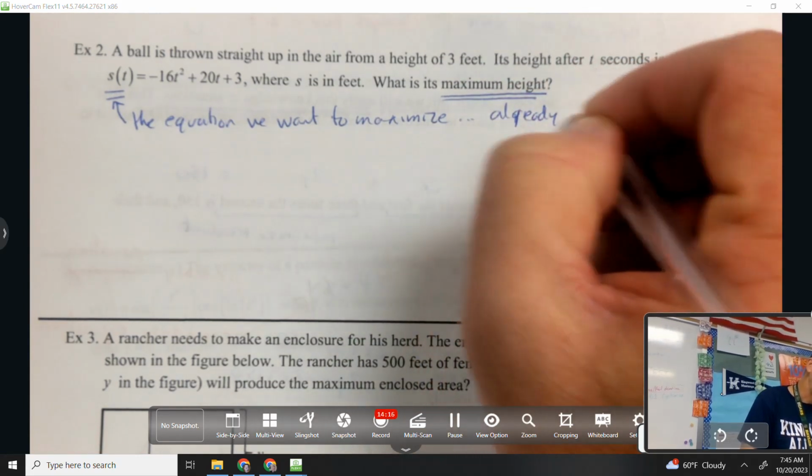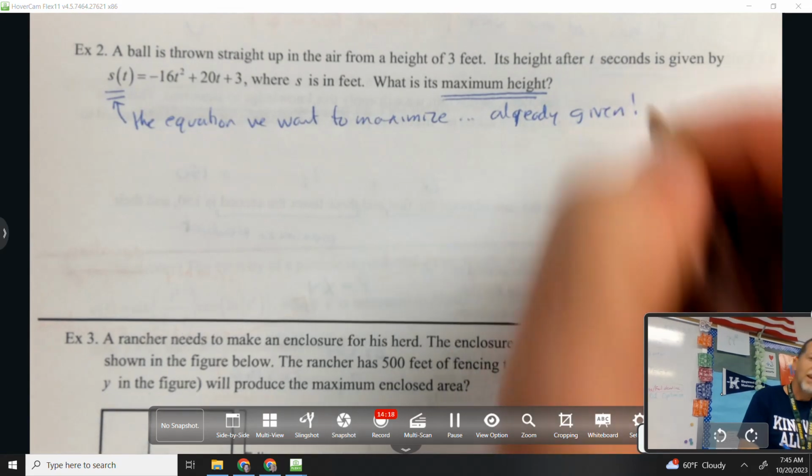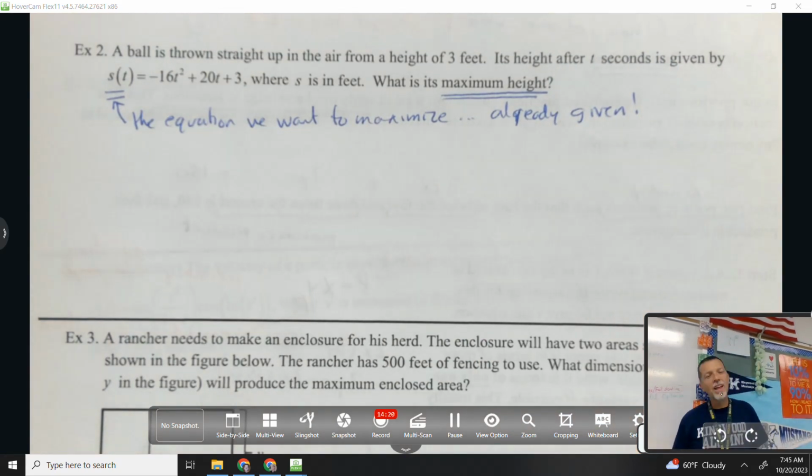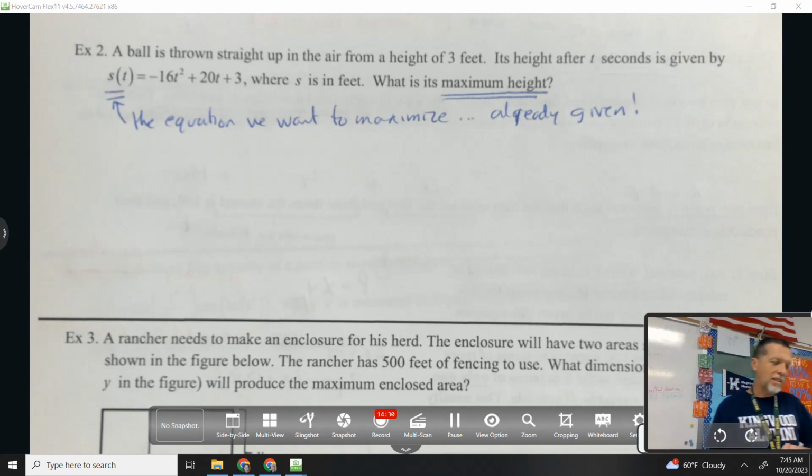That's our favorite kind of problem right there. You didn't have to come up with anything. 3 or 4 examples from now, we're going to have to really think to come up with the equation. But for this one, it's like, here's an equation. Optimize it or maximize it. Good, I can do that.